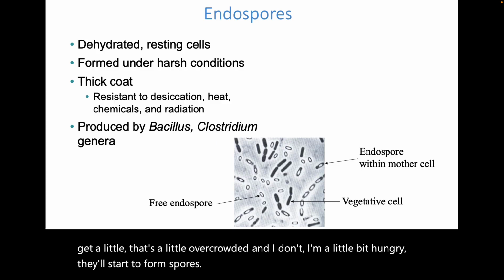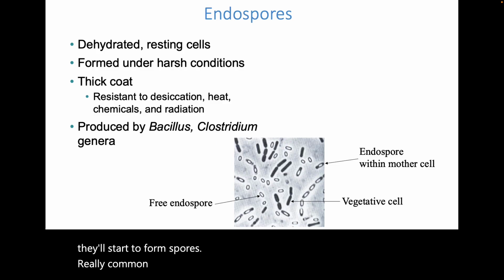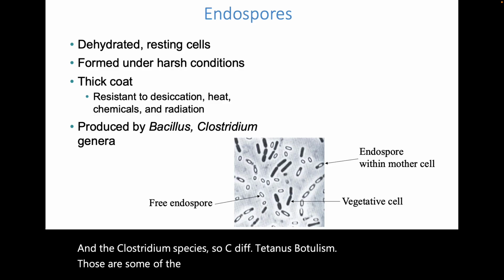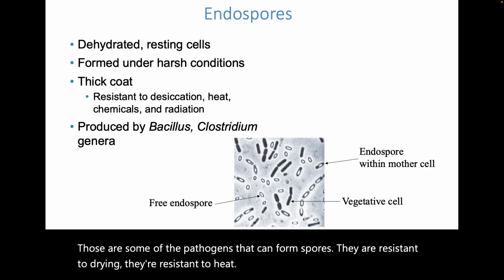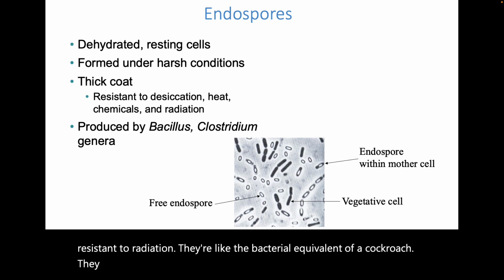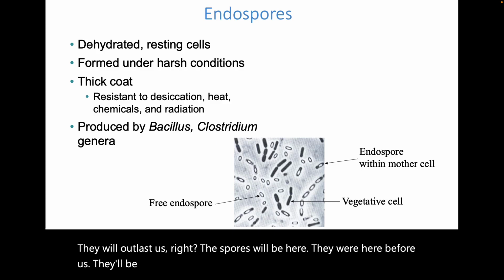Really common in Bacillus, which causes anthrax, and the Clostridium species, so C. diff, tetanus, botulism. Those are some of the pathogens that can form spores. They're resistant to drying. They're resistant to heat. They're resistant to chemicals. They're resistant to radiation. They're like the bacterial equivalent of a cockroach. They will outlast us, right? The spores will be here. They were here before us. They'll be here after us with the cockroaches.